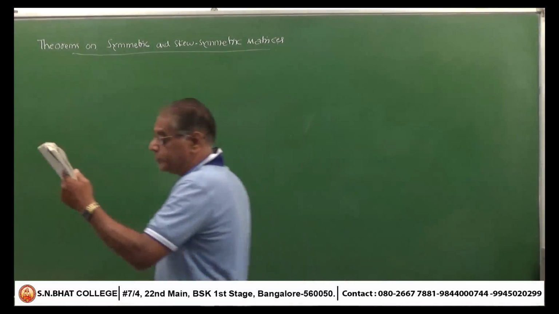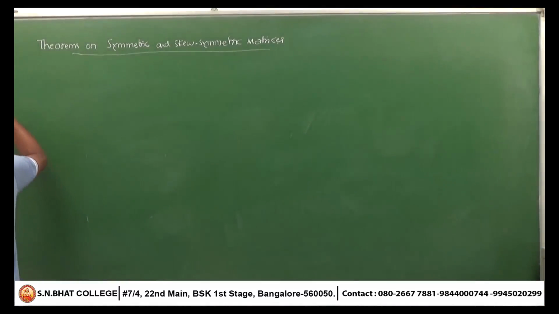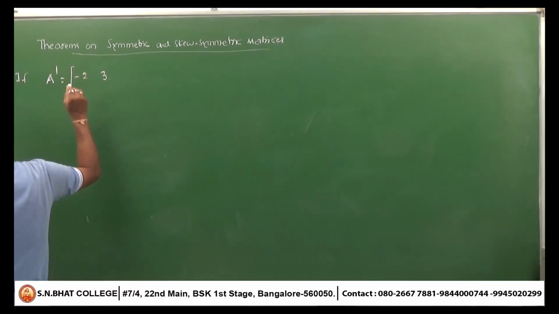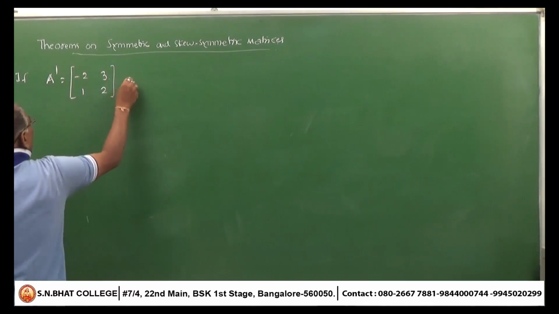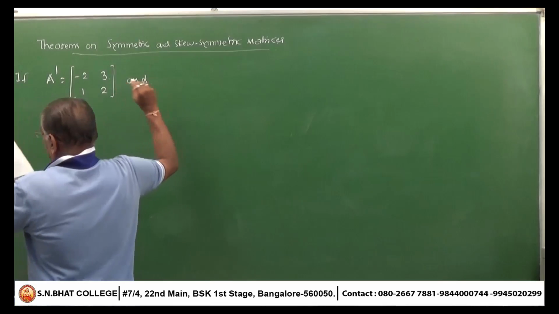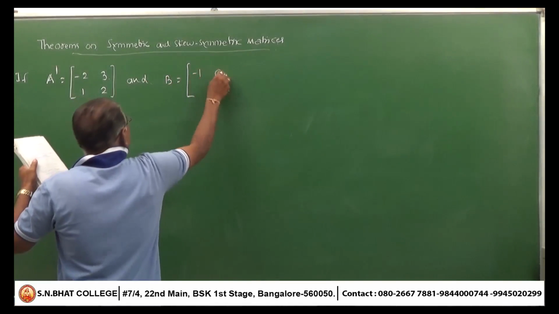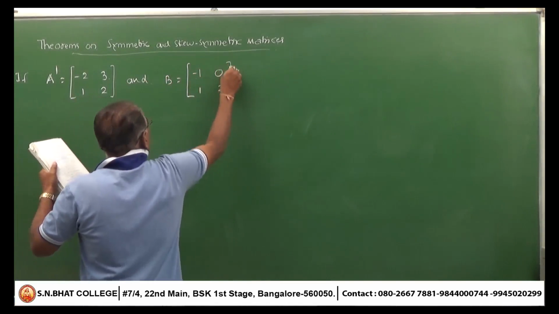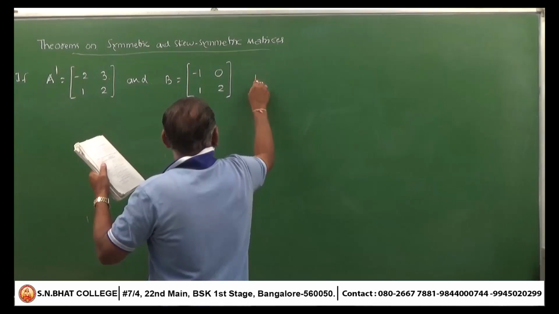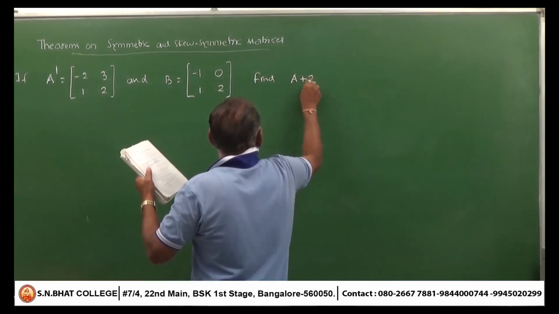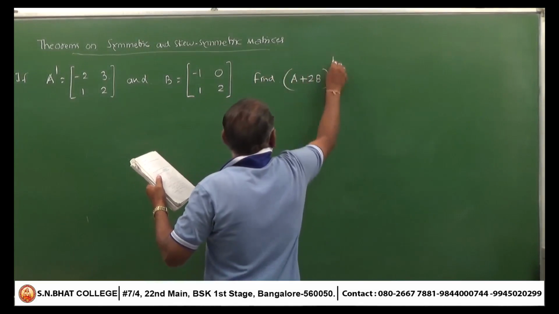Take up the problem. If A transpose is equal to the matrix with rows -2, 3 and 1, 2, and matrix B is the matrix with rows -1, 0 and 1, 2, find A plus 2B, and (A plus 2B) whole transpose.